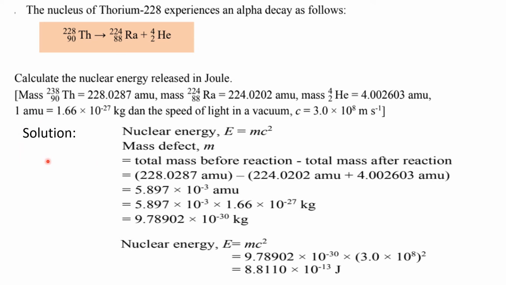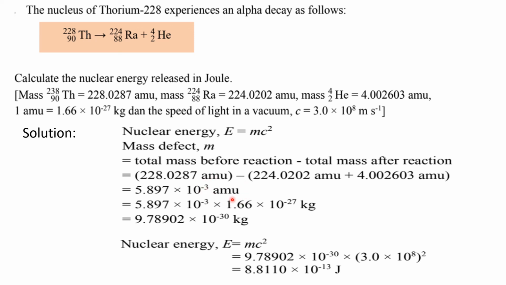I give you 5 seconds to give it a try now. Alright, are you done? Let's take a look at the solution. The nuclear energy is E equal to mc squared. The mass defect in this situation is 228.0287 minus 224.0202 plus 4.002603 AMU. And finally, you will get that your mass defect is 5.897 times 10 power negative 3 AMU.